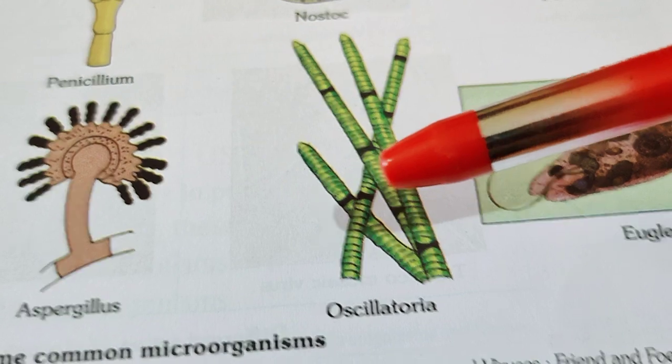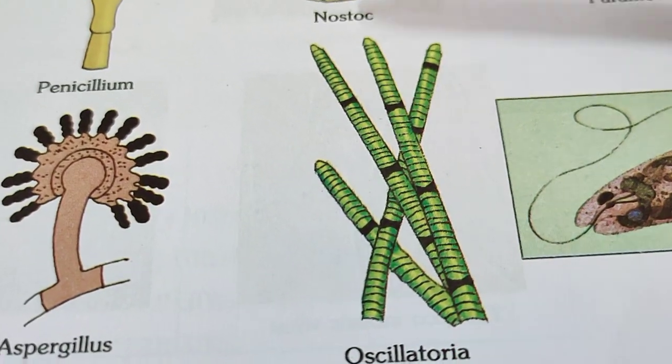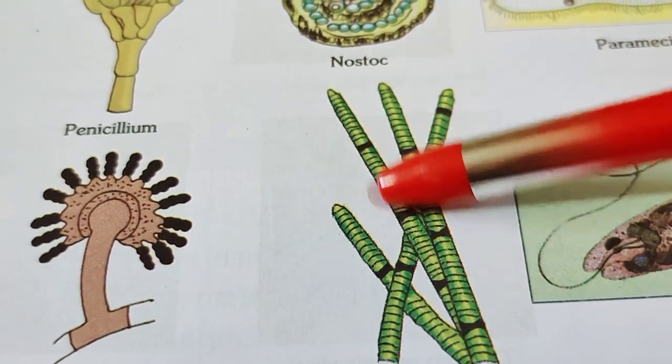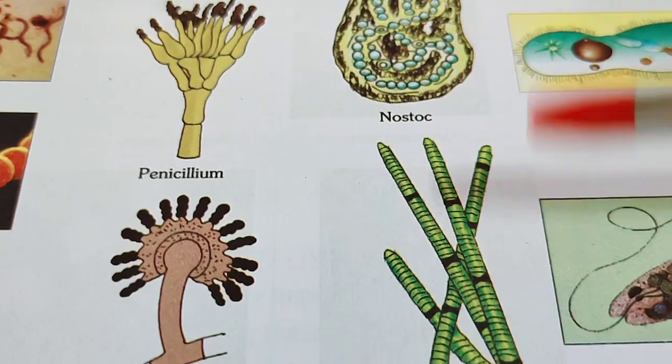Next image is showing alga Oscillatoria. This is also a filamentous alga. Filament, that is thread-like structures, you can say.